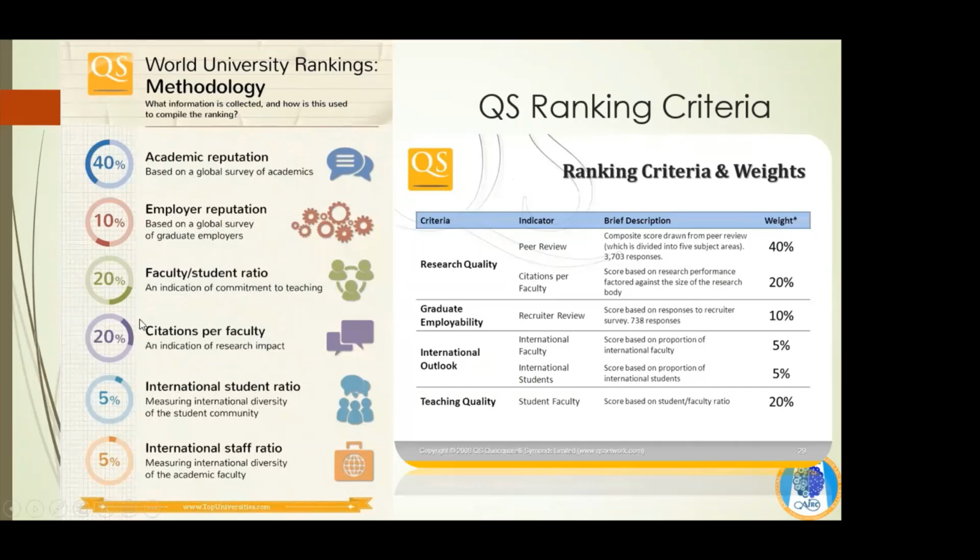So this should be the focus. Also citations per faculty, international students ratio, which is only 5%, and international staff ratio. As for academic reputation, nowadays QS sends us a survey, and the QS survey content is based mainly on the quality of teaching and the quality of research. So I think research quality will account for around 60% of the ranking of the university.